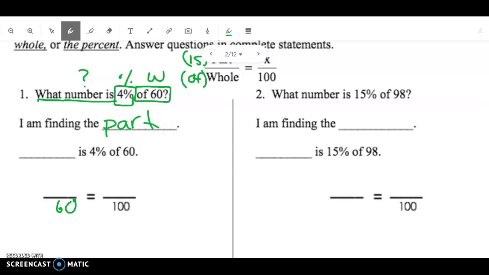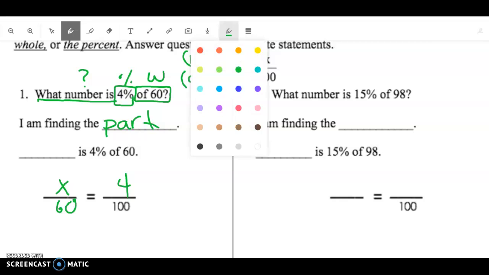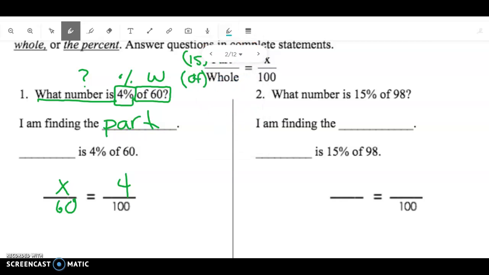Okay, we're going to set it up. Part over whole. Well, we don't have that. I'm just going to use an X for my missing value, and 4%. 4 goes over 100. Now on this one, I want to take a second and estimate, because one thing that's important to know is if I'm going to find 10% of a number, all I have to do is move the decimal one place. So 10% of 60 would be 6. So if I'm looking for 4%, my answer is going to have to be less than 6. So we'll see what we get here.